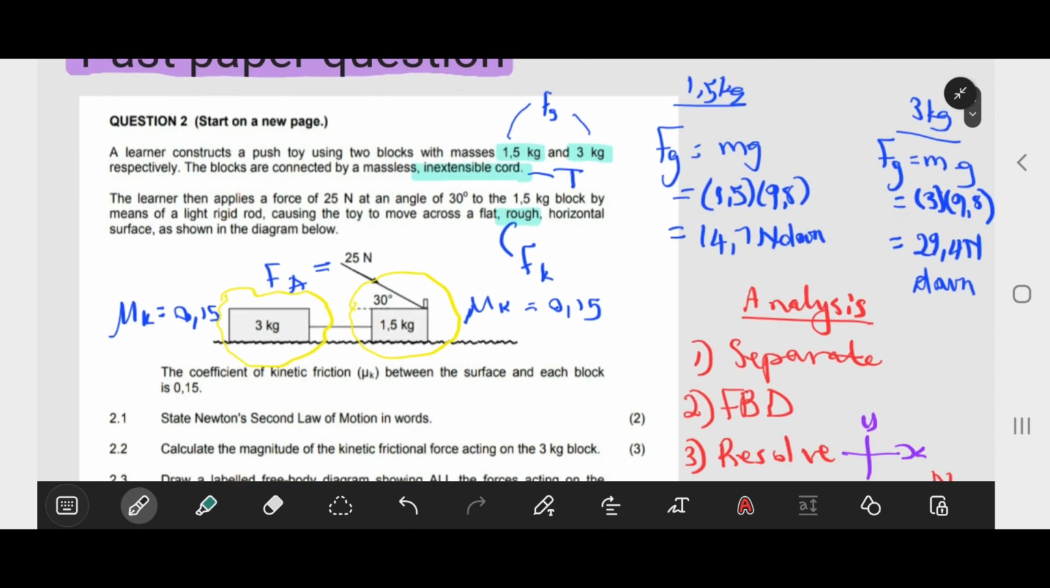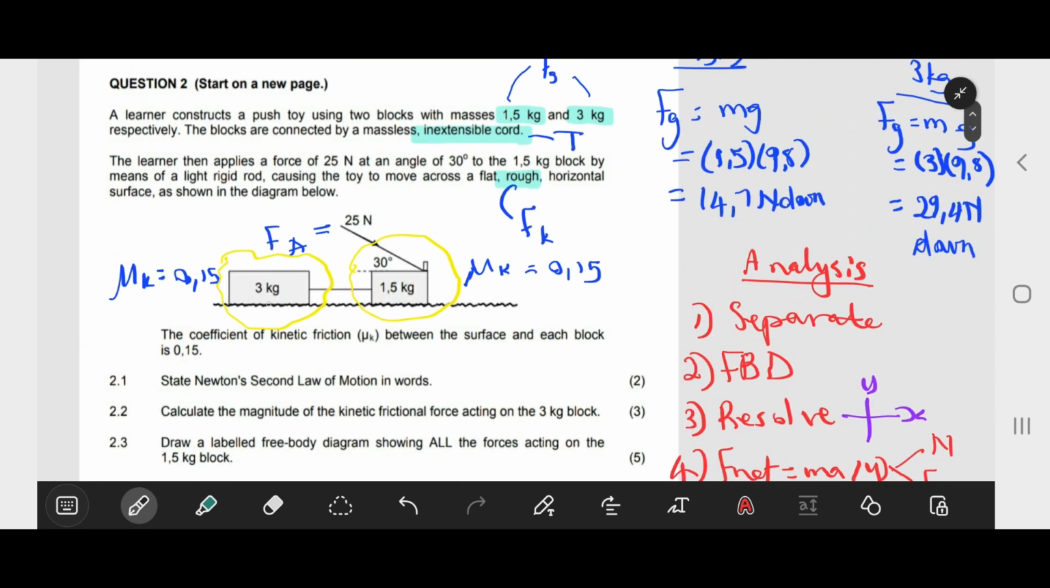Looking at the 3 kg block, we know that we have Fg because we have mass, right? And Fg is acting downwards. And since it is on a surface, there is a reaction force from the surface, which is your normal force, going upwards. Okay, and you can see that there is a string which is pulling the 3 kg block. Then it means there will be tension which is acting to the right. Okay, and then since these objects will move to the right, then it means your friction will move to the left.